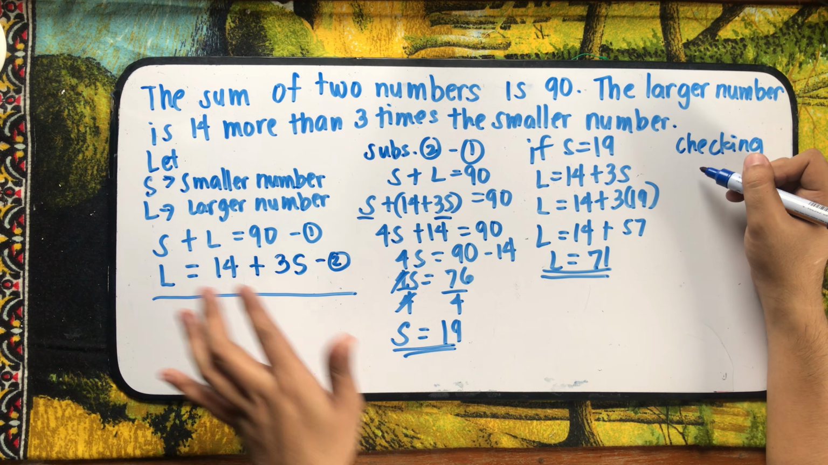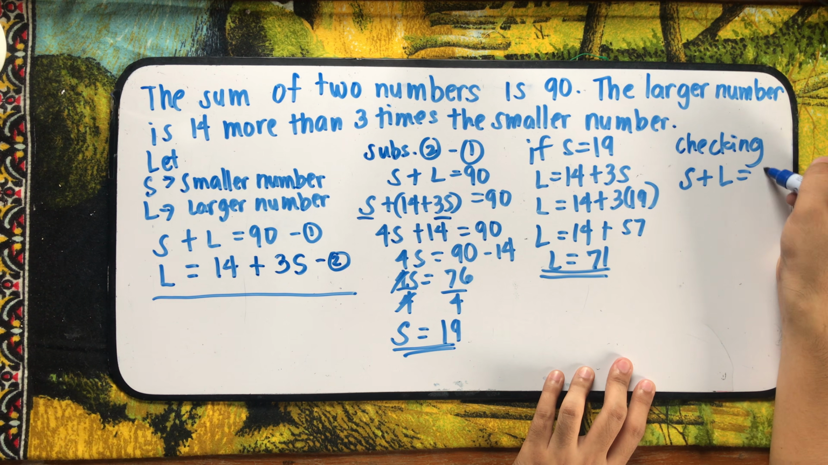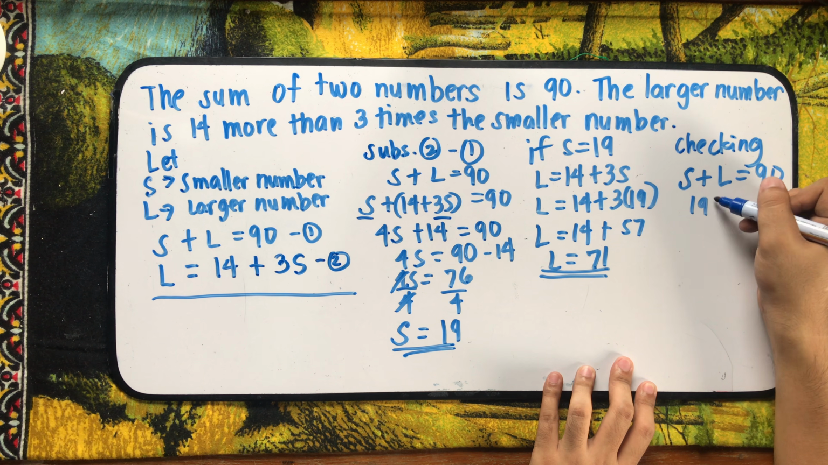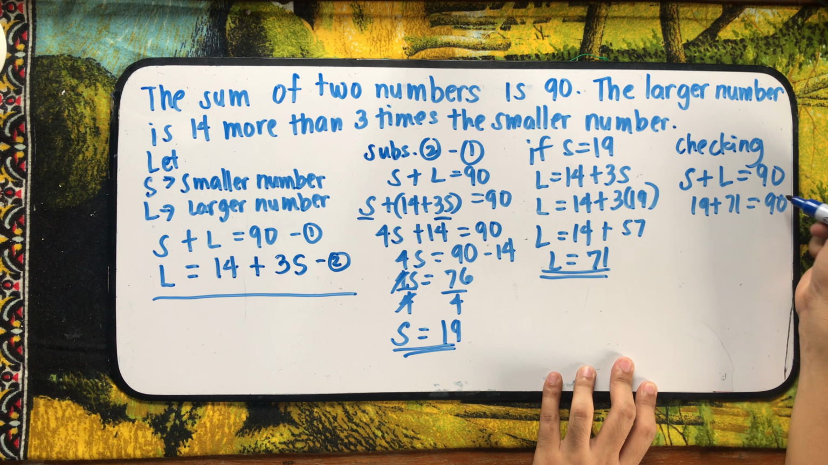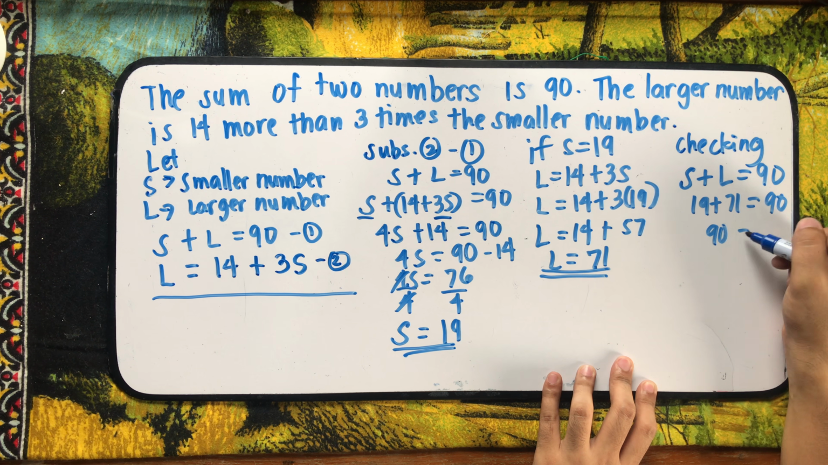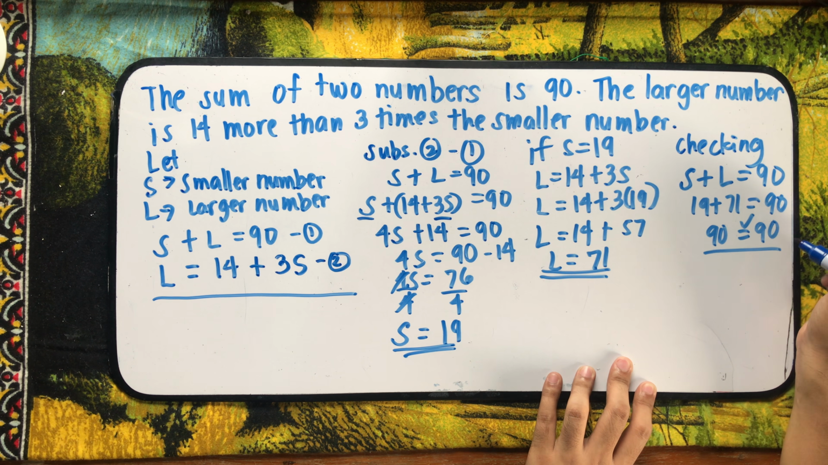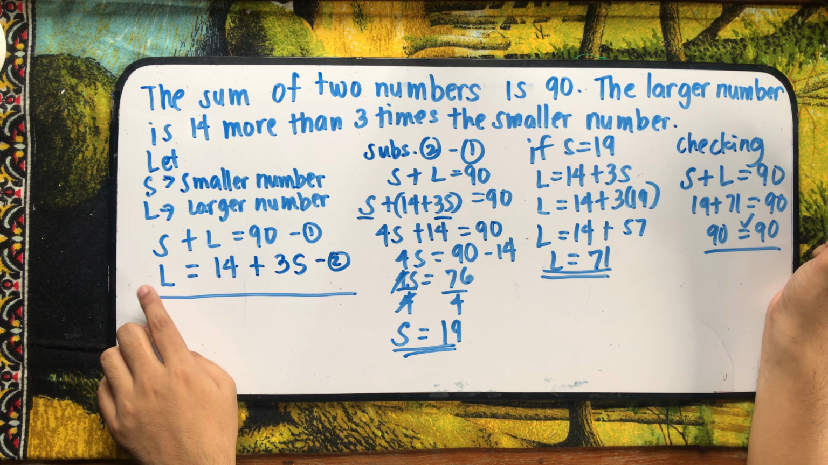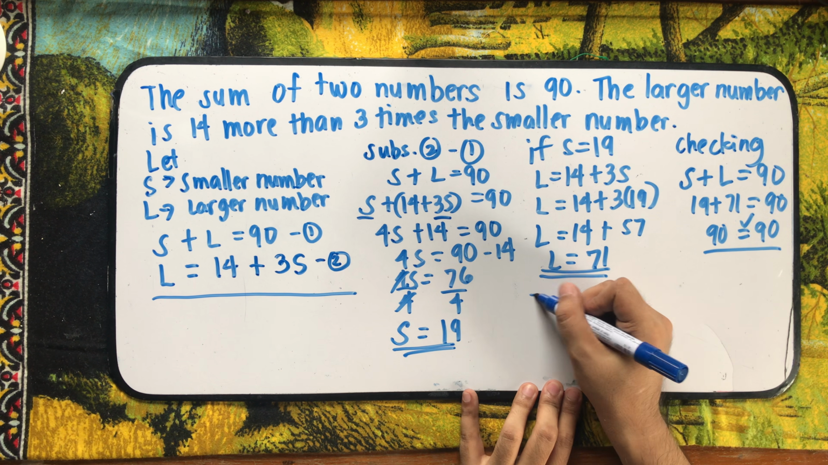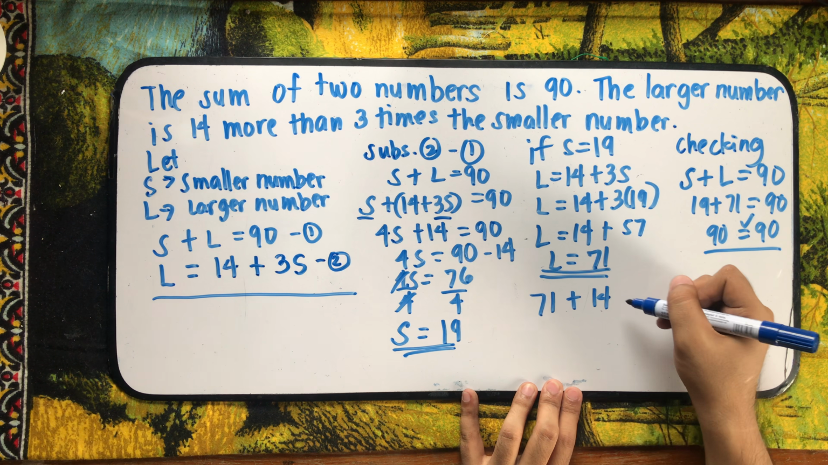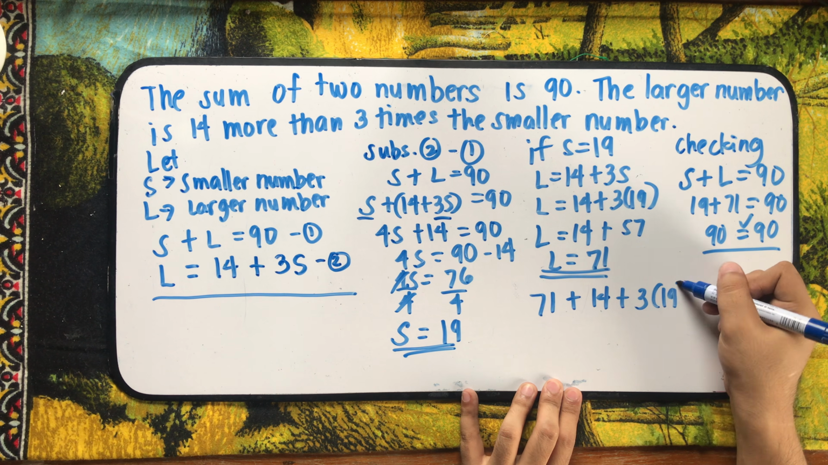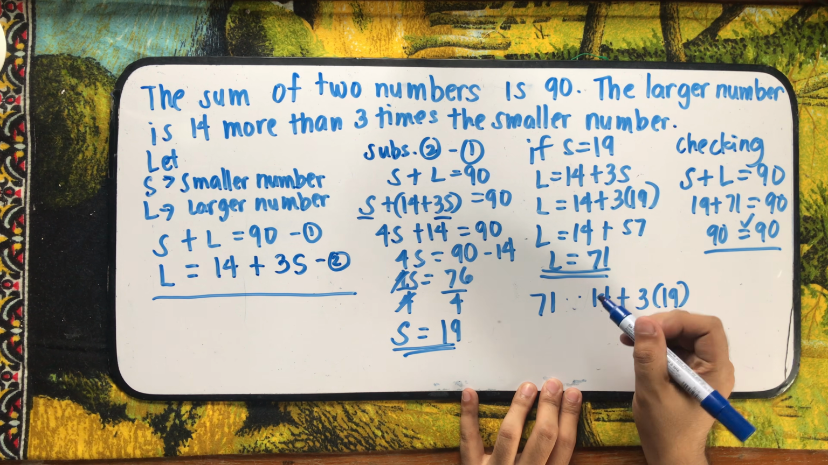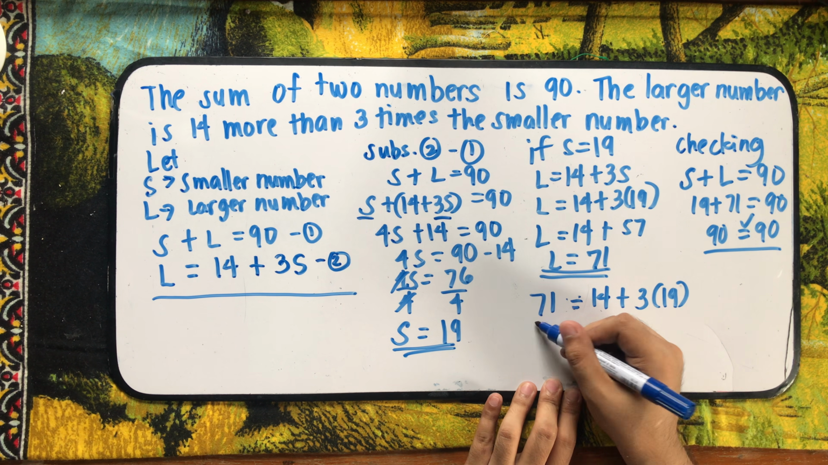Checking. Equation number 1, S plus L is equal to 90. Is 19 plus 71 equal to 90? Yes. Therefore, 90 is equal to 90. Okay? So, let us try to check if it is really the answer. 71 is equal to 14 plus 3 times 19.